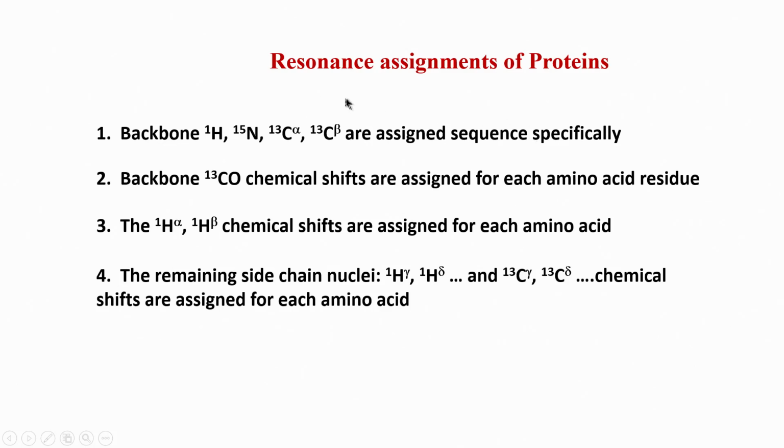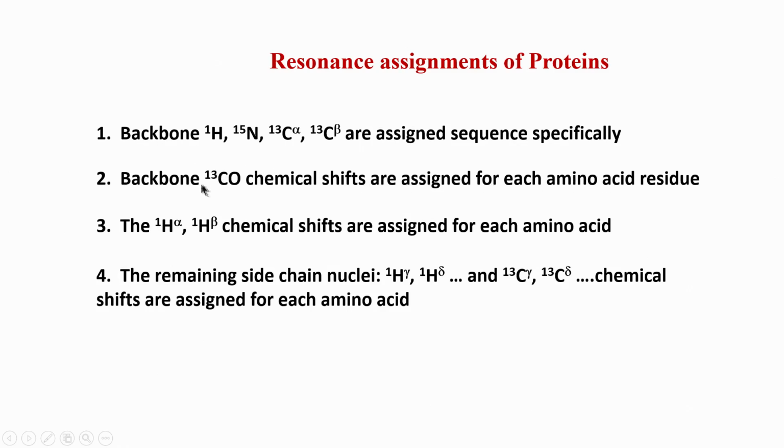So, now this assignment of proteins actually typically happens in 4 different stages or 4 different steps. The first step is that we assign for every amino acid the amide proton, that is the backbone amide proton, N15, C13 alpha and C13 beta, sequence specifically for every amino acid in the protein. The next step is, after we have assigned this, we assign the carbonyl chemical shifts, because once you know which amino acid has which carbon, which amide proton and alpha, we can then go to carbonyl chemical shifts and that are assigned again for every amino acid.